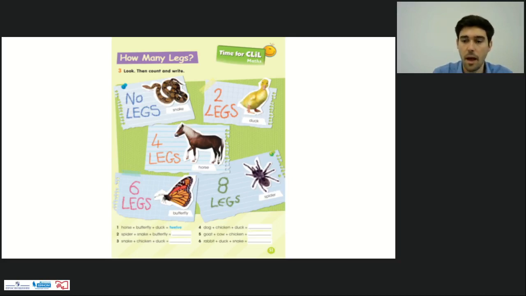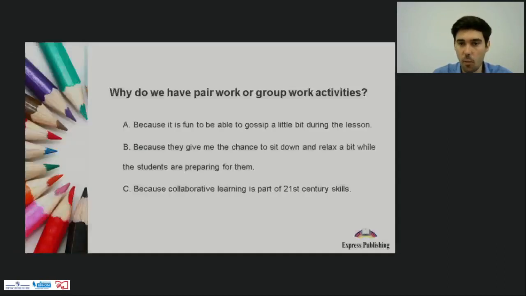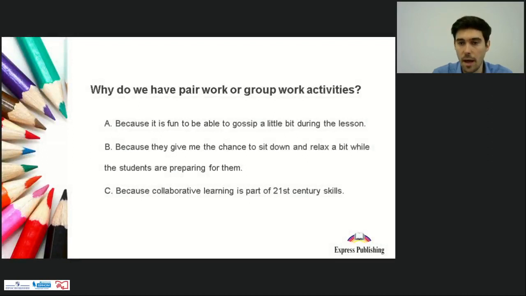Okay, next question. Why do we have pair work or group work? So why do we have activities that involve pairs or groups? So first of all, let's have a look at some of the options, because it's fun to be able to gossip a little bit during the lesson. Hopefully this isn't the correct answer. We always try to avoid gossip in our classrooms. We want our students, of course, to be focused on the target language and what we've been teaching.